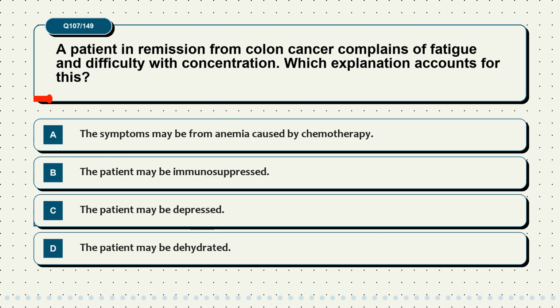Question 107. A patient in remission from colon cancer complains of fatigue and difficulty with concentration. Which explanation accounts for this? Here are the options. Option A. The symptoms may be from anemia caused by chemotherapy. Option B. The patient may be immunosuppressed. Option C. The patient may be depressed. Option D. The patient may be dehydrated.